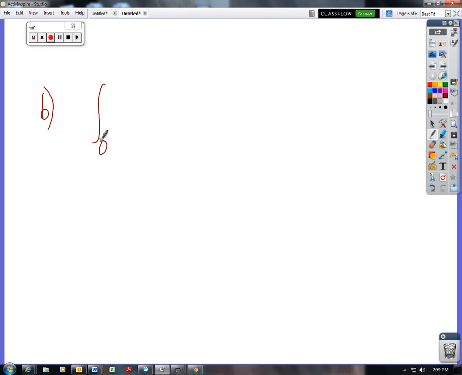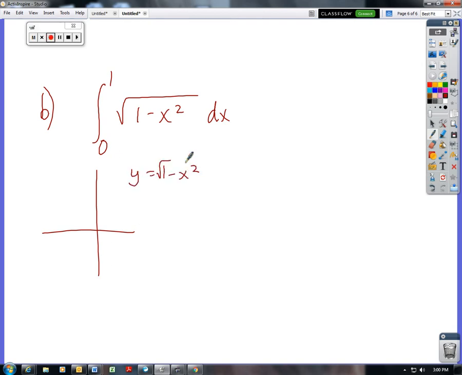Integral from 0 to 1 of the square root of 1 minus x squared dx. Well, we have worked with this function a little bit before. Hopefully you will recognize it. If you don't recognize it now, after you do this example, hopefully you'll recognize it in the future. It is a semicircle. And when you graph it, this is the y, so it's y equals the square root of 1 minus x squared.